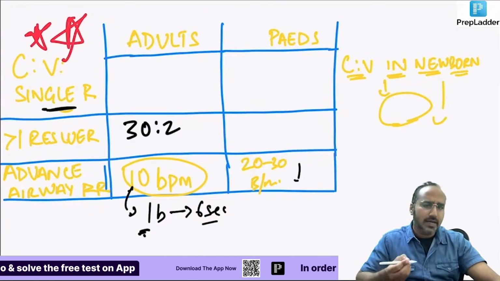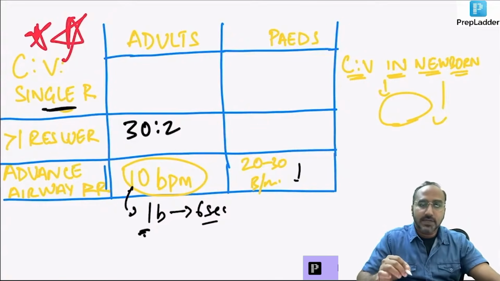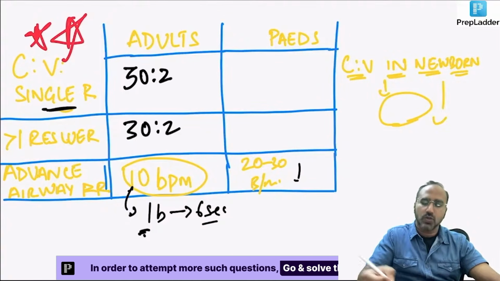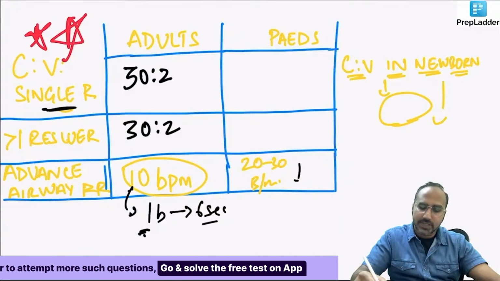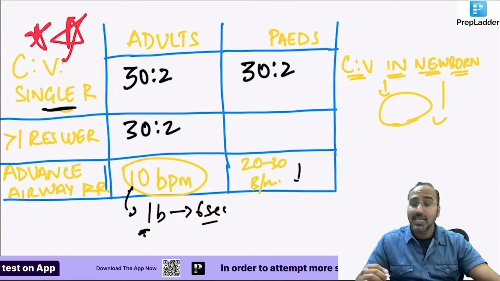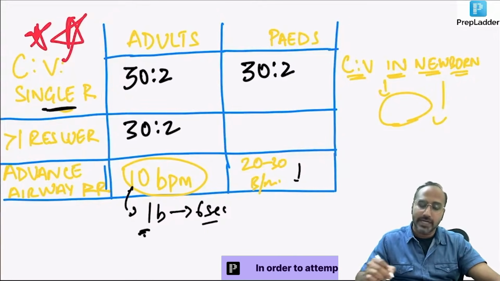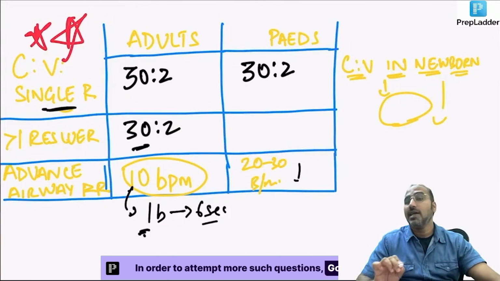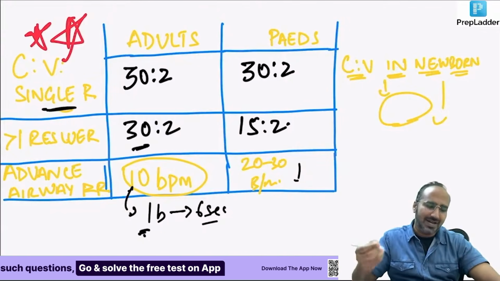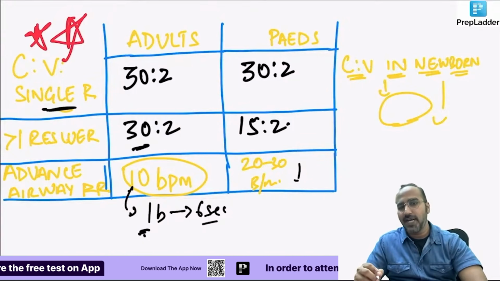So compression to ventilation ratio we'll discuss. In case of single rescuer, in case of adults, it is always 30:2. In pediatrics, in case of single rescuer, 30:2 is the ratio. Whereas if there is more than one rescuer in adults, always 30:2 only. But in pediatrics, 15:2. Why? Because pediatric children have a higher respiratory rate.